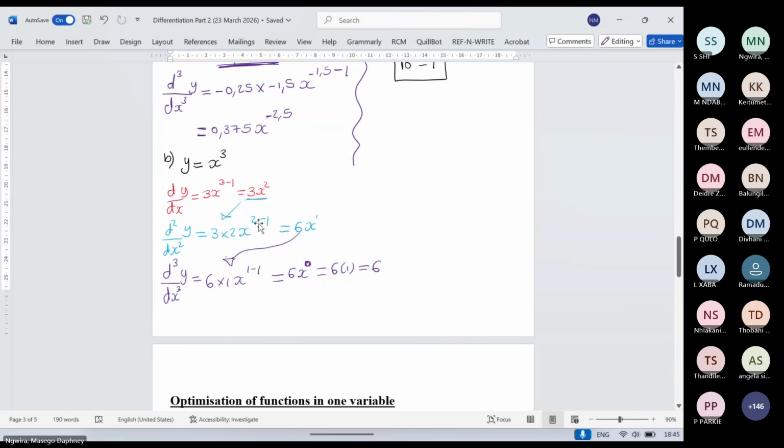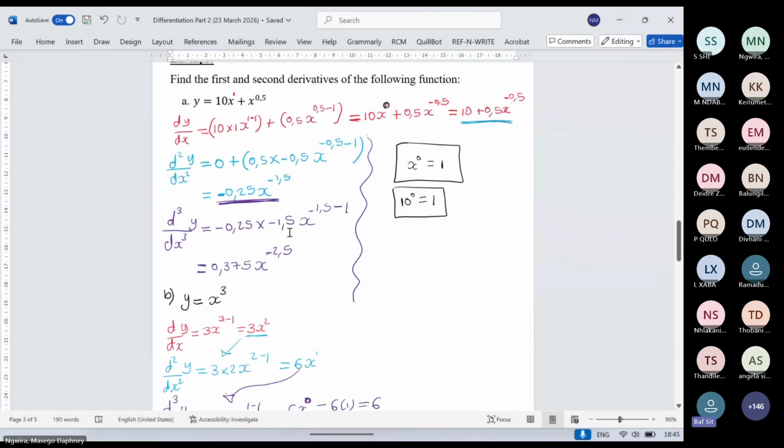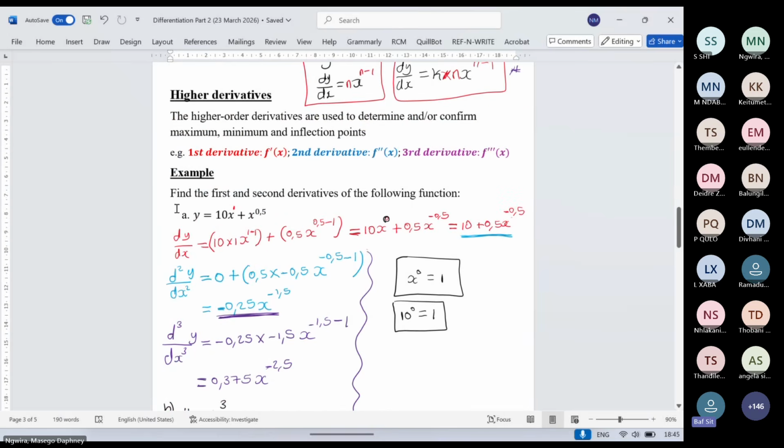Okay, quick one. How would the question come out in examination? How would they phrase it to say you need to derive first time, second time, third time? Here it is: find the first and the second derivative of the following functions. If they say derive it first and second, you take your answer and derive the answer. If you can see, I was deriving this answer here.